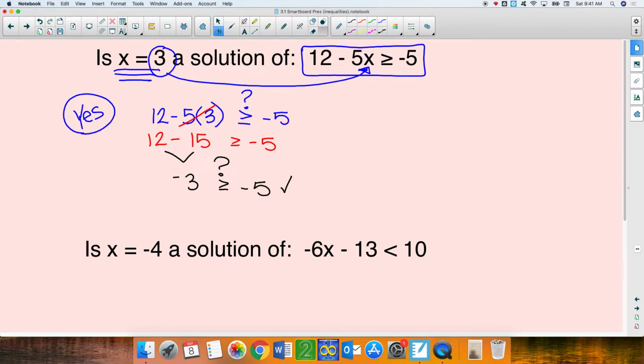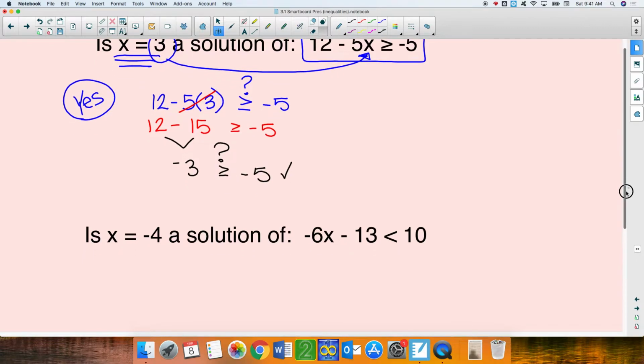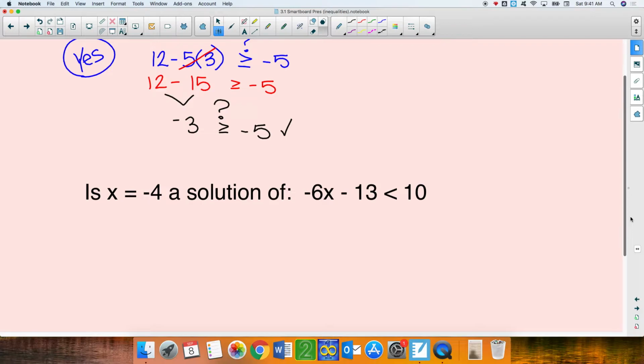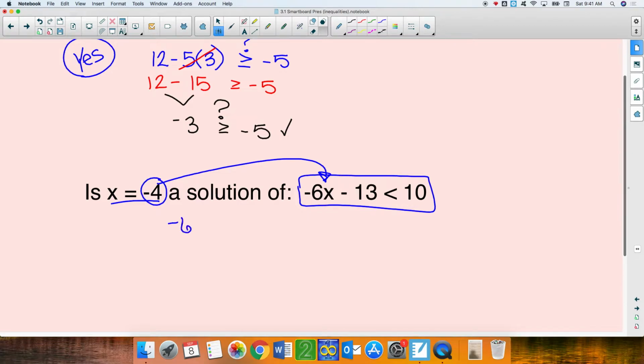Same idea for the next one. On the second example, the question is: is x equals negative 4 a solution of this inequality? We're going to take this negative 4 and plug it into our x. So we're going to write negative 6. Instead of x, I'm plugging in negative 4 in parentheses. Minus 13 is less than 10.